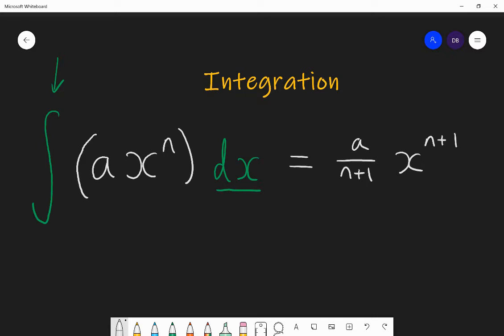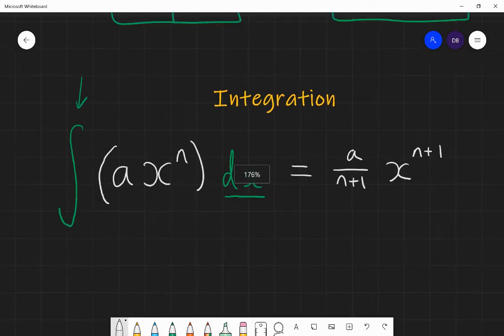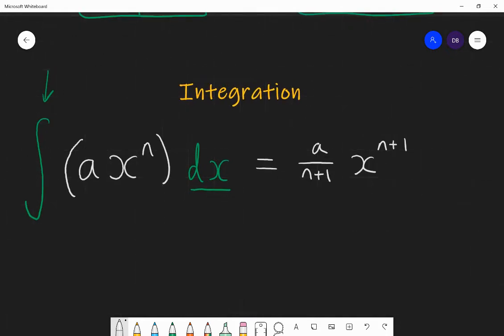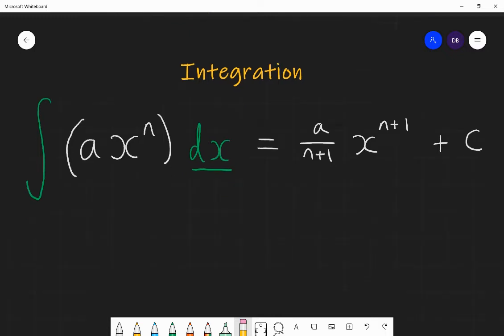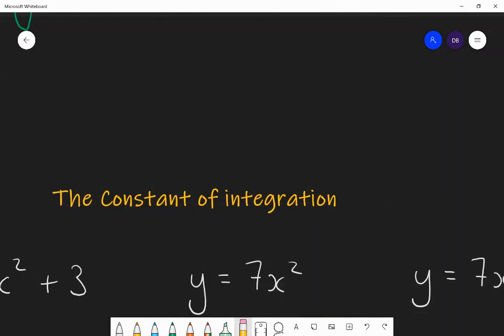So that is what I get when I integrate. But I also get plus some constant afterwards, and I'm going to explain why in a second. So not only do you get a power of x which is 1 higher and we divide by that new power, we also get plus a constant. Okay, so let's see why we get that constant.